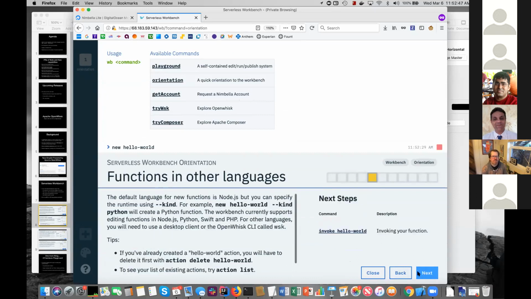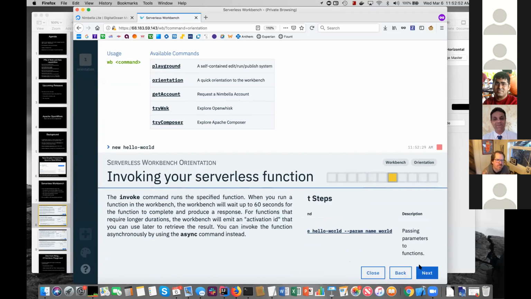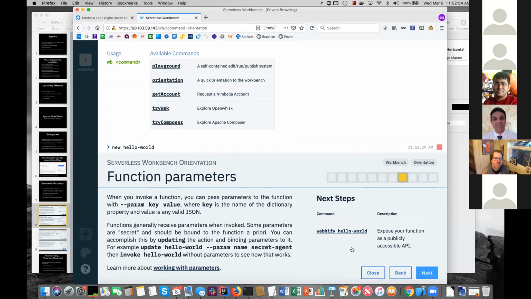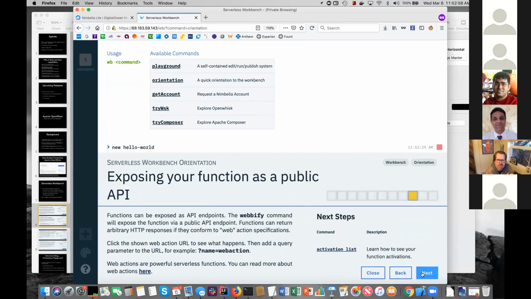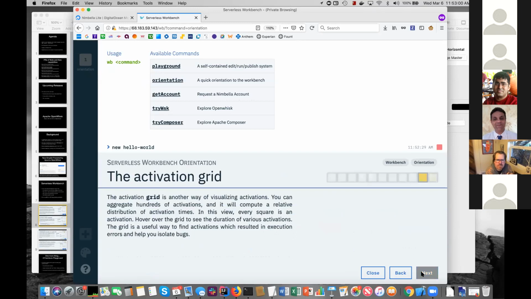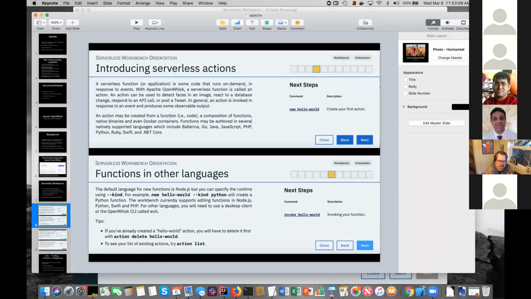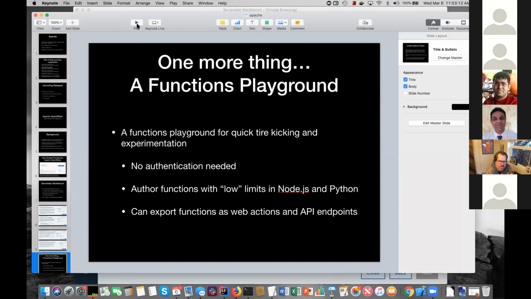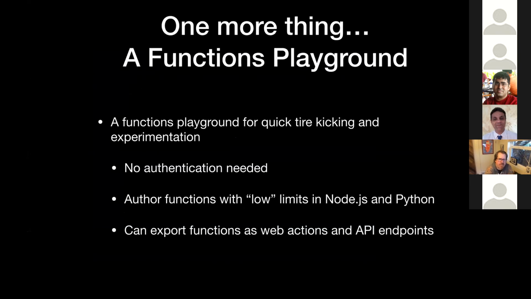How you create your first action, how you use different kinds, how you invoke the action, how you pass parameters, webifying so that you can expose a URL, activation lists, and activation grid, which is, I think, a very interesting way of looking at activations. I'm not going to show all of that, but what I wanted to show was something we call the functions playground.